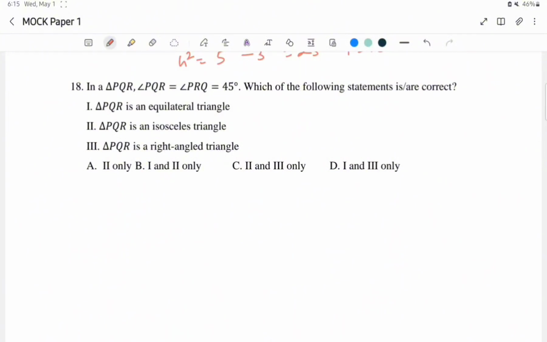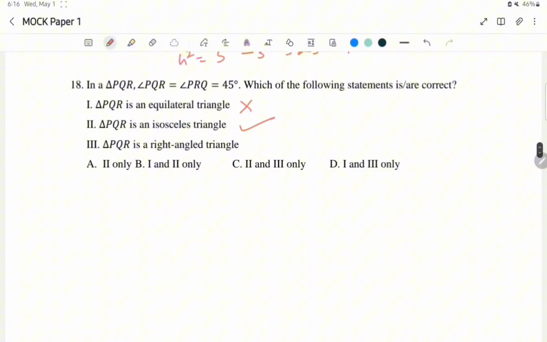angle PQR equals angle PRQ. Well, when two angles are equal, that should tell us that it is an isosceles triangle. And the angle given to us is 45 degrees. Which of the following statements is or are correct? PQR is an equilateral triangle. That's false, because two of its angles are equal and it is not 60 degrees. PQR is an isosceles triangle. Well, that's correct.